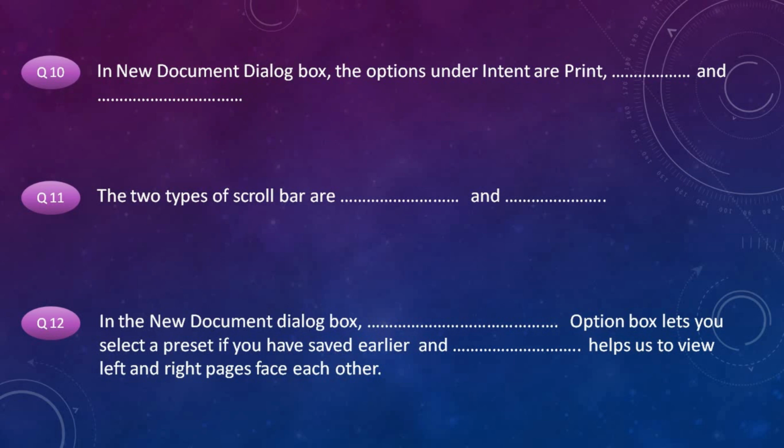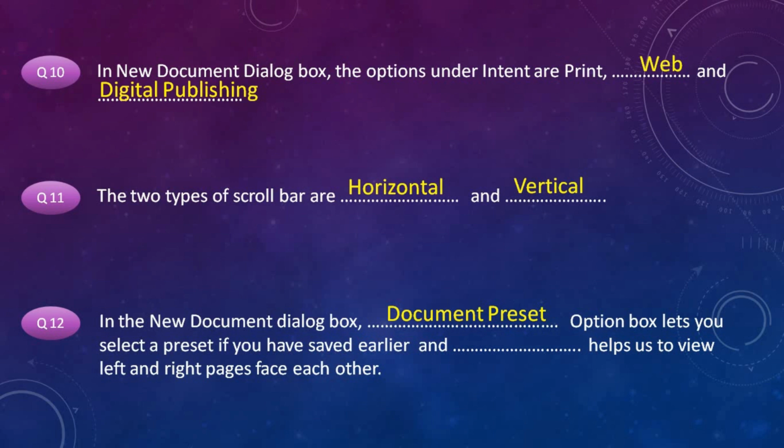The answer for this question: in new document dialog box, the options under intent are print, web, and digital publishing. The two types of scroll bar are horizontal and vertical scroll bar. In the new document dialog box, document preset option box lets you select a preset if you have saved earlier, and facing pages helps us to view the left and right pages face each other.